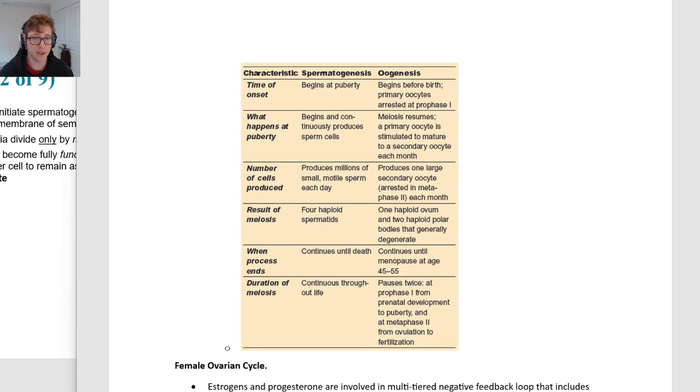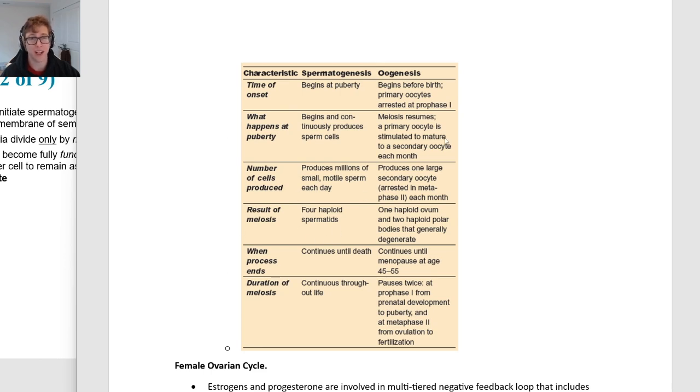Here is essentially a table summarizing what I just talked about, and it divides it up between the characteristic, spermatogenesis, and oogenesis. So spermatogenesis, time of onset, begins at puberty. For oogenesis, this occurs before birth, and primary oocytes get arrested at prophase 1 until puberty. For puberty, for spermatogenesis, this begins and continuously produces sperm cells. Meiosis resumes, the primary oocyte is stimulated to mature into a secondary oocyte each month. And as you can see, it just goes down the list of everything that I talked about.